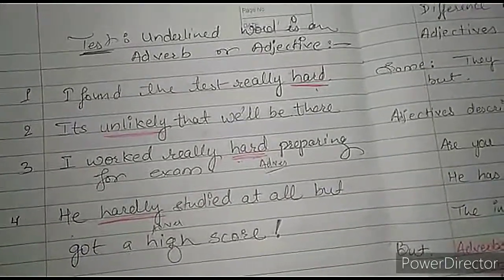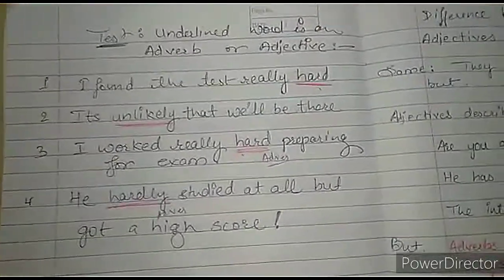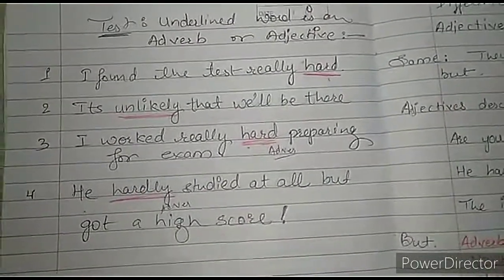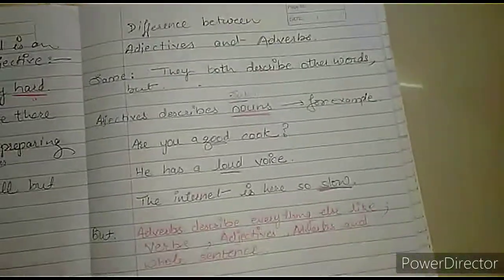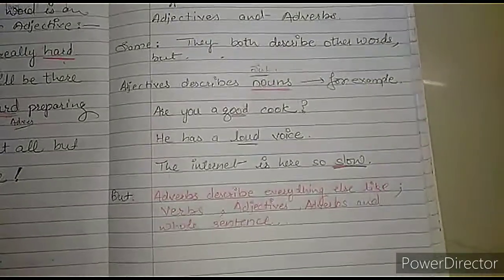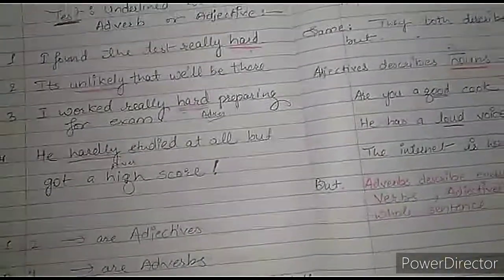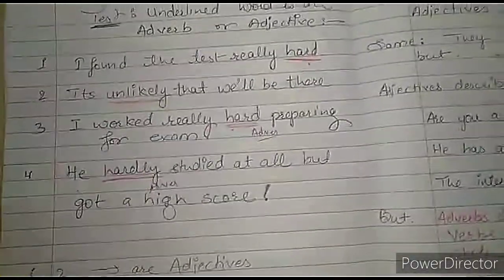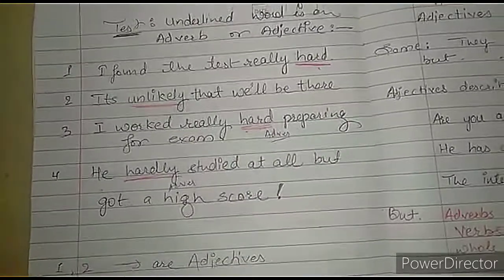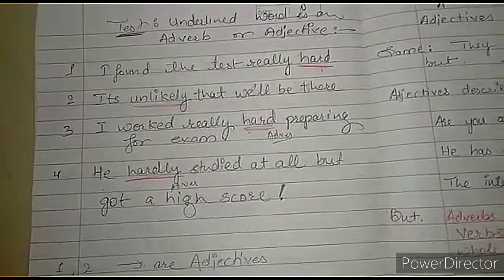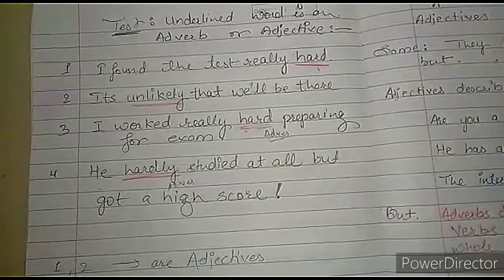Don't look at the form of the word. Just see what it describes in a sentence. If it describes a noun, then it's an adjective, and if it describes some other thing, then it's an adverb. So, does it describe a noun? Then it's an adjective. Does it describe another thing in a sentence, like a verb or adverb? Then it's an adverb.